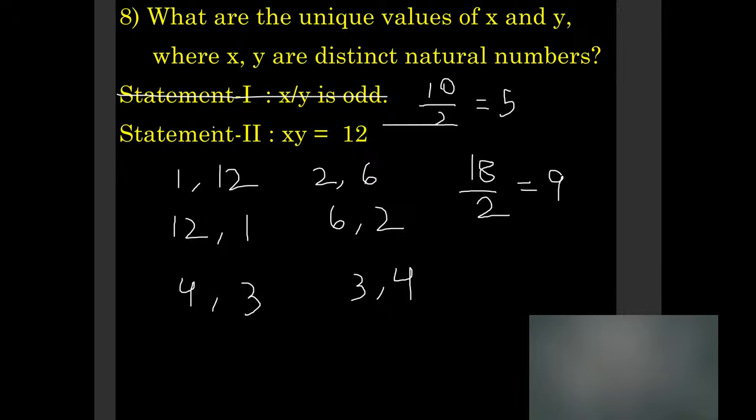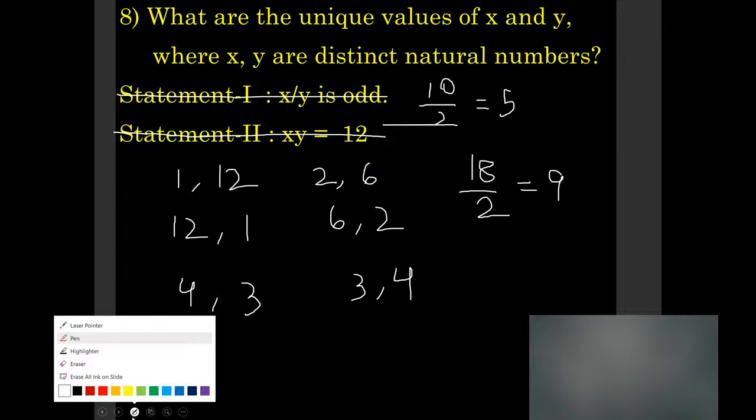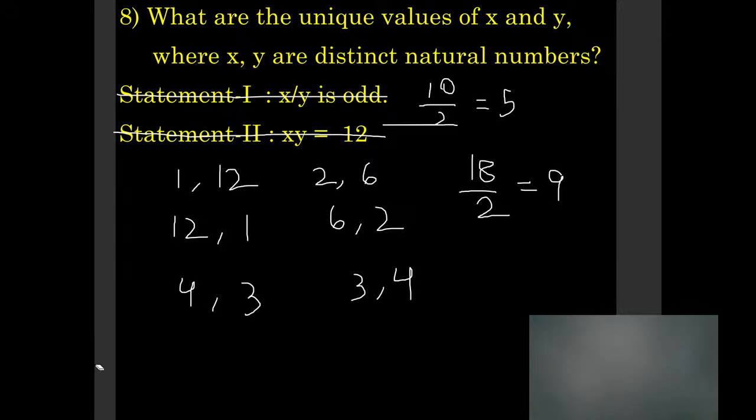These are the different possibilities we get when xy is equal to 12. So from the second statement also we cannot get the answer, because we got six possibilities. As we have six possibilities, we cannot get the exact answer. So 2 alone is also not sufficient. 1 alone is not sufficient. 2 alone is also not sufficient. Next, we should combine both statements 1 and 2.